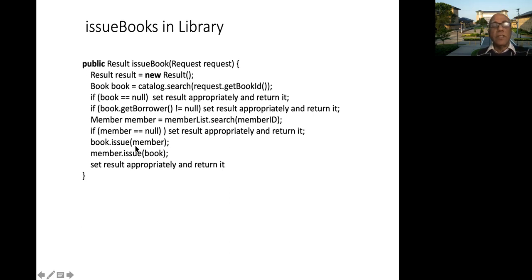So the book records the fact that this particular member has borrowed it and that the due date is such and such, and the call to member adds this book to the list of books that the member has borrowed. And we will see that in the actual code, the result code is set to operation completed.